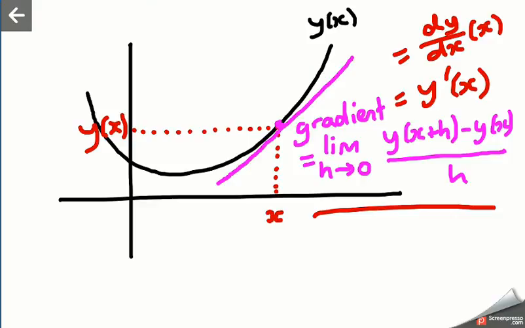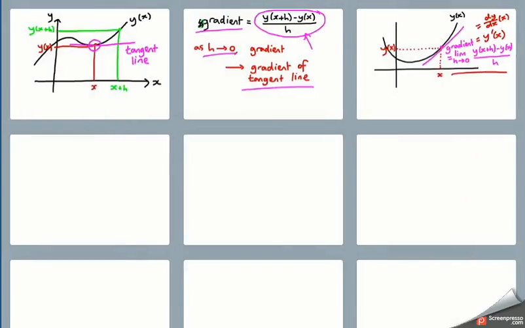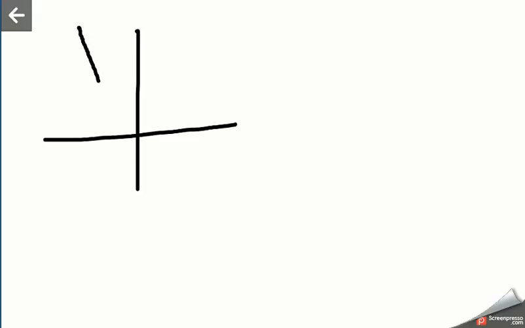Okay, let's do an example. So our example is going to be as follows. Well, let's start out with a real easy one. y of x equals x squared. Let's draw the graph real quick. So y of x equals x squared.